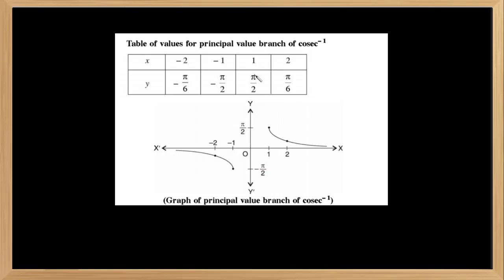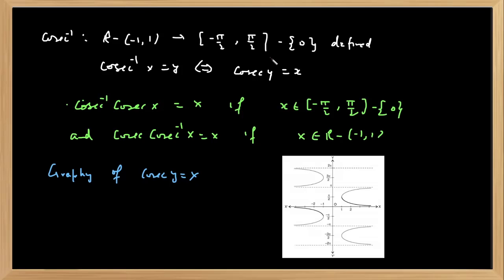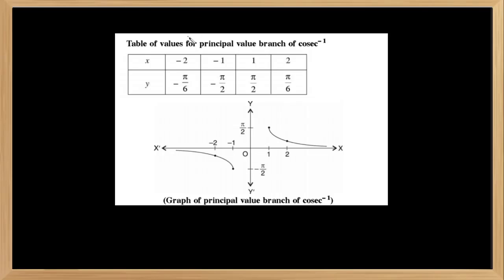If it comes in another branch, nobody is going to ask, but if it is asked, 1% chance, you can make this graph if it is between π/2 to 3π/2. So if the concept is clear, you can easily do it.